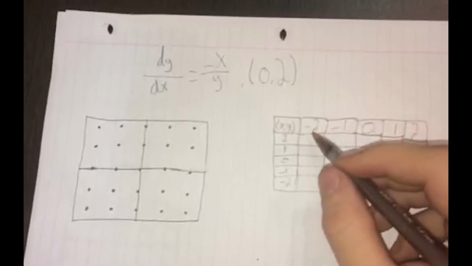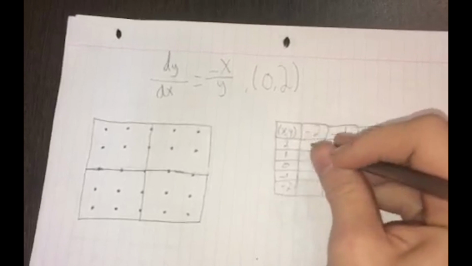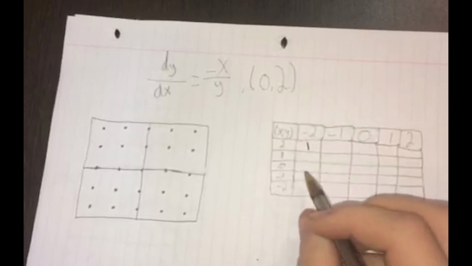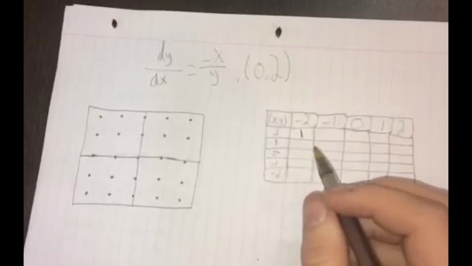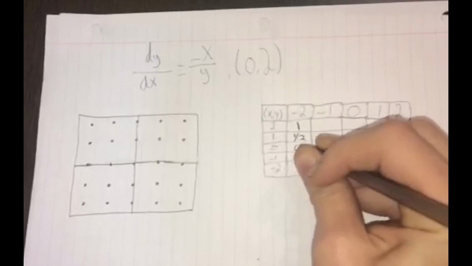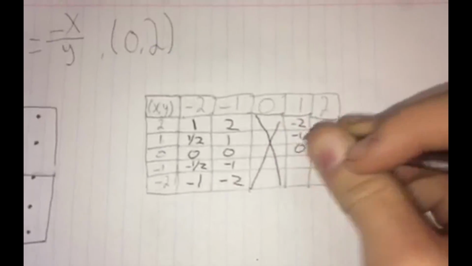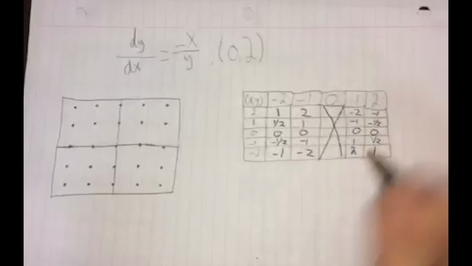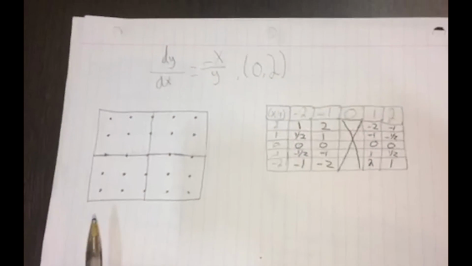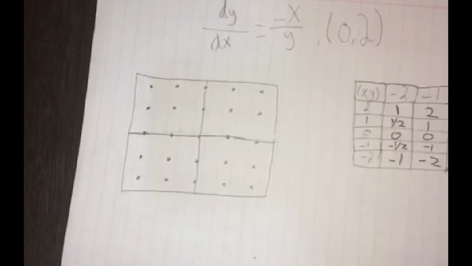So plug in negative 2 for X, you get positive 2 divided by 2 is 1. And then you would just do that so forth. So I'm just going to do them all real quick. Hopefully this is what you got. If you didn't, I'm sure Mr. Crack would love to help you with it. So anyway, next thing we're going to be doing is graphing it.